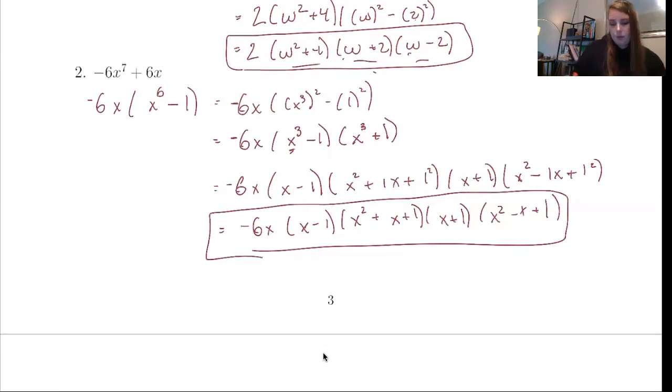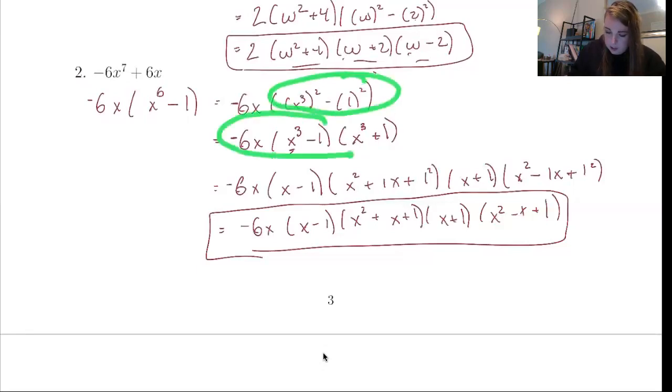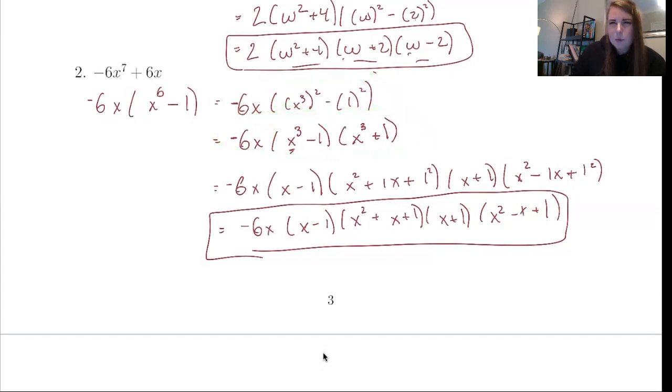So in that one we used difference of squares to get to here, and then negative 6x, I can't reduce that anymore. I'm not going to pull out 2 or 3, negative 6x is perfectly fine. And then I have x cubed minus 1, x cubed plus 1. I notice that it's a difference of cubes and sum of cubes. So there's our difference of cubes, there's our sum of cubes. And then I just got rid of the 1x and the squares on the ones to make it look a little nicer.